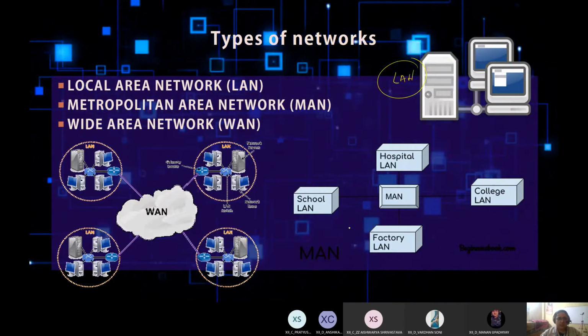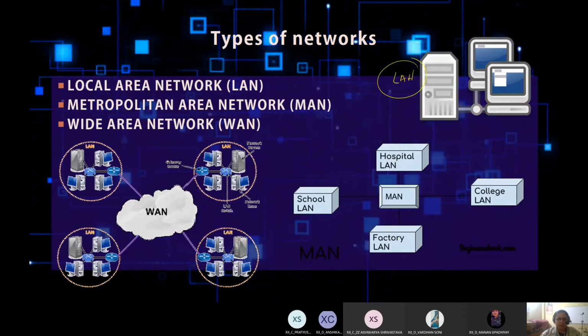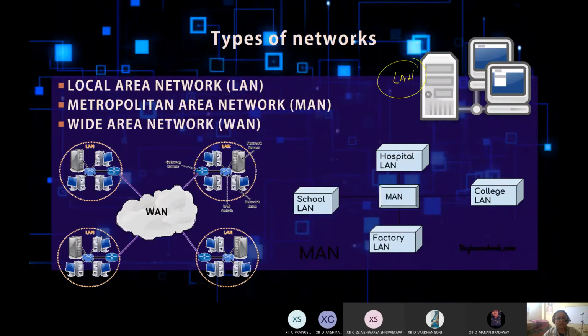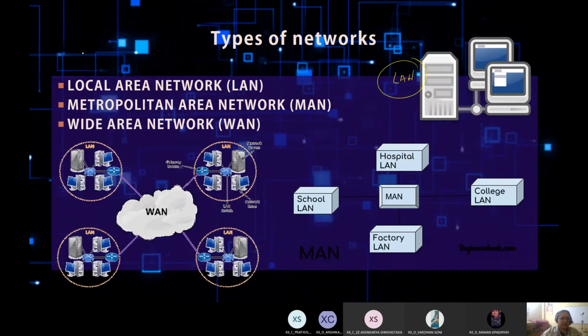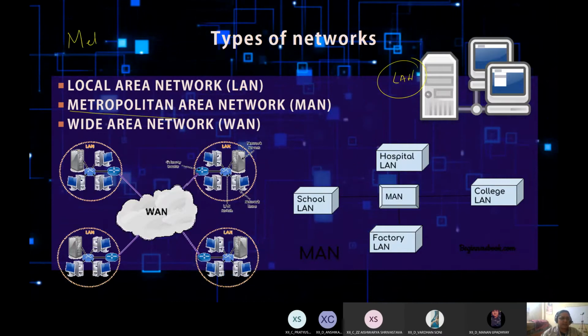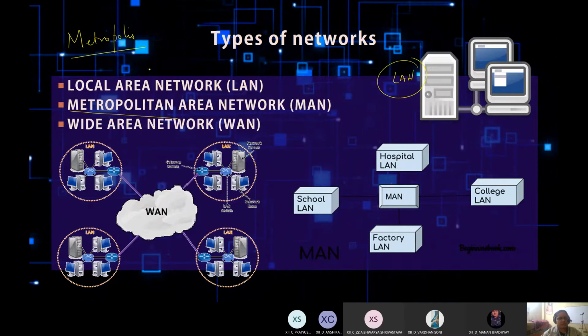Then you can see a MAN, and in MAN, you can see hospital LAN, school LAN, college LAN, factory LAN. That is a network which is spanning across the periphery of a city. That's why it is known as metropolitan area network. It comes from the word metropolis, which means city.